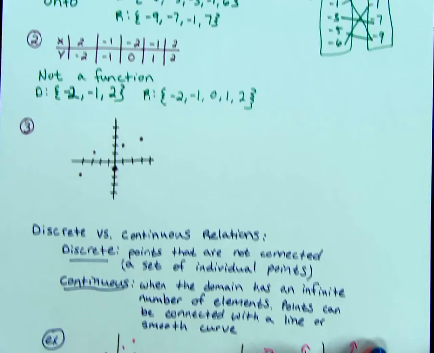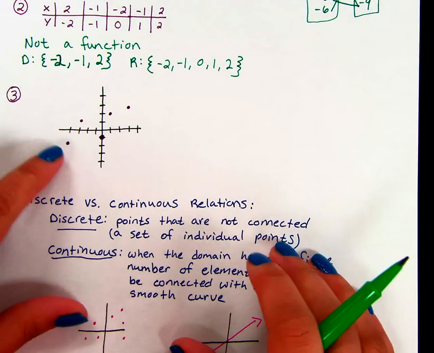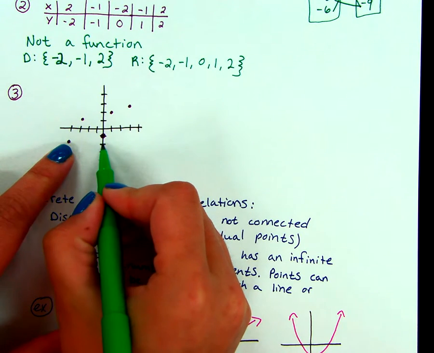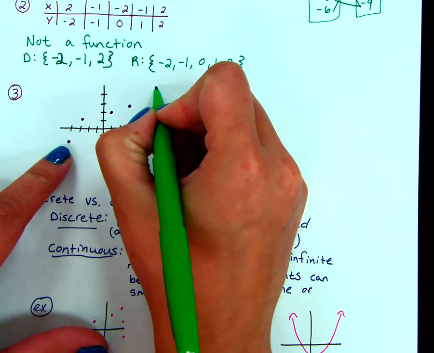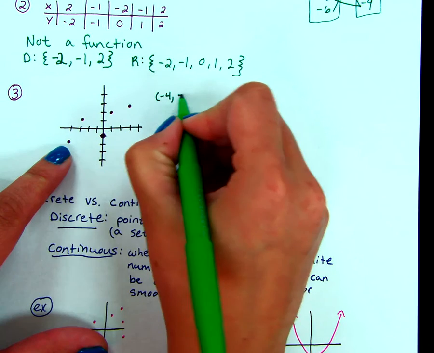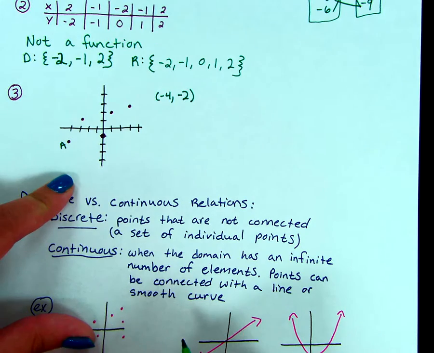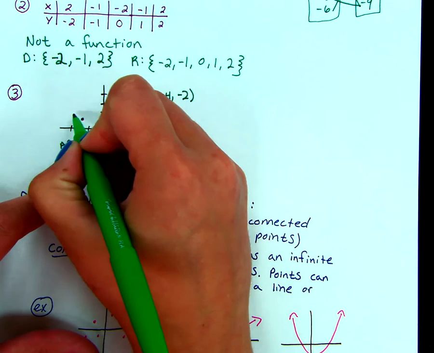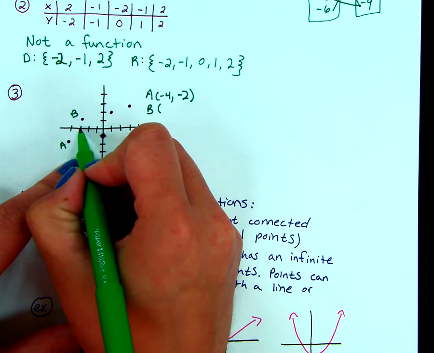All right, next example. This is coming from a graph. So before we can really decide much, we need to write our coordinates down. So if we start with this one, it is at -4, and then -2. And then I'm going to put an A here to mark that I did it. So that's point A. Here's point B. So that one looks like it's at -3, +1.